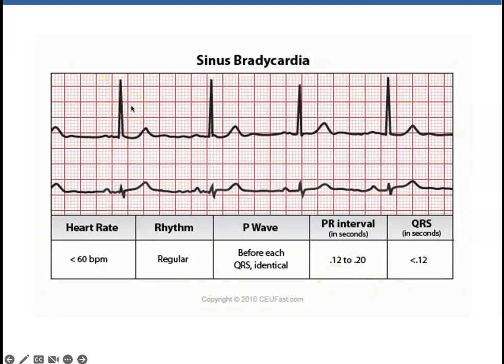So if we times that by 10, right, that would give you 60 seconds. So we're looking at 1, 2, 3, 4. So on average, this person's heart rate is about 40 beats per minute. But we still have a sinus brady because we still have a P wave. So here's our P, QRS, and our T.